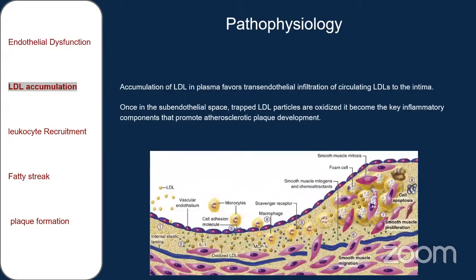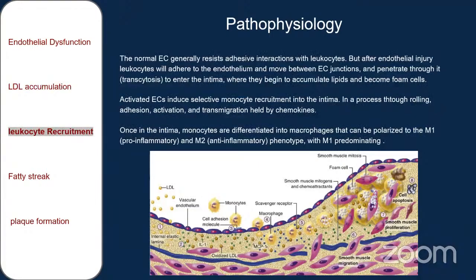In the next step, accumulation of LDL in plasma favors transendothelial infiltration of circulating LDL into the intima. Once in the subendothelial space, trapped LDL particles are oxidized and become the key inflammatory component that promotes atherosclerotic plaque development, as you see in the picture in the first and second step. In leukocyte recruitment, the normal endothelial cell generally resists adhesive interaction with leukocytes. But after endothelial injury, leukocytes will adhere to the endothelium, move between the endothelial cell junctions, and penetrate through it in a process called transcytosis to enter the intima, where they begin to accumulate lipid and become foam cells.